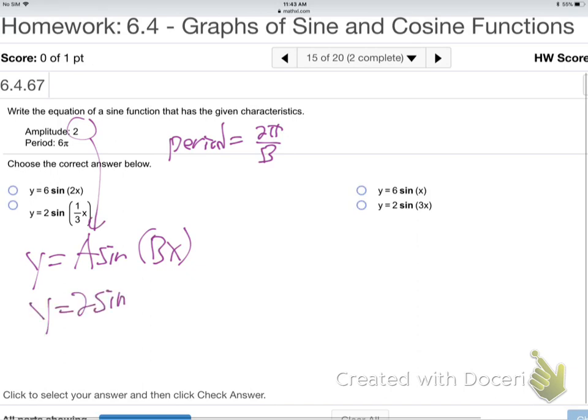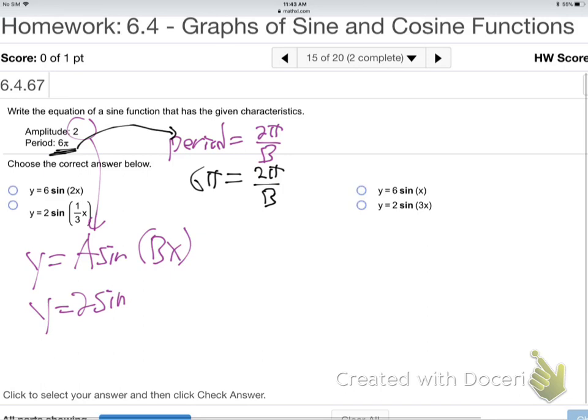Well, they're telling me the period is 6 pi. Solve for b. Am I going too quick? All right, I'm using the period formula. The period's 2 pi over b. That's why you want to have that in your 3x5 card. Really important formula. Period's 2 pi over b. They're telling me the period's 6 pi. So 6 pi is 2 pi over b.